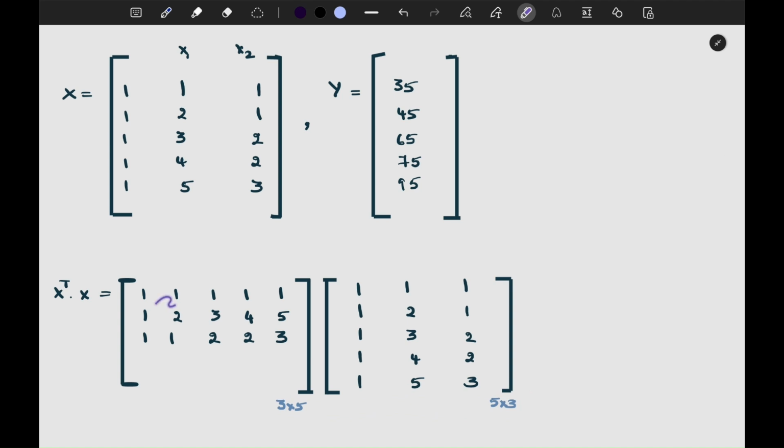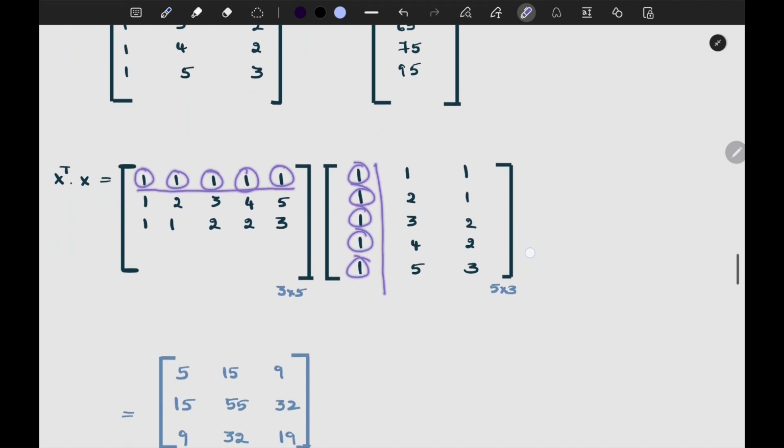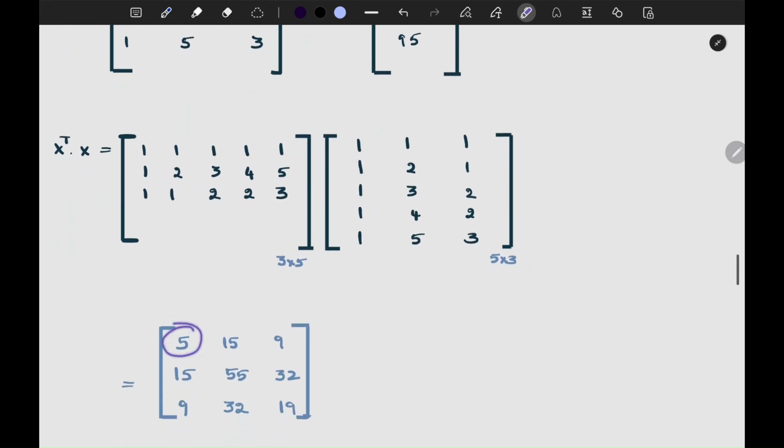I hope everyone knows. So here we will be multiplying the first row with the first column, which is nothing but 1 into 1 plus 1 into 1 plus 1 into 1 plus 1 into 1 plus 1 into 1, which is nothing but 5. This is the first element. So next, this is the same, like 1 1 1 1 1 into this one. 1 into 1 plus 1 into 2 plus 1 into 3 plus 1 into 4 plus 1 into 5.